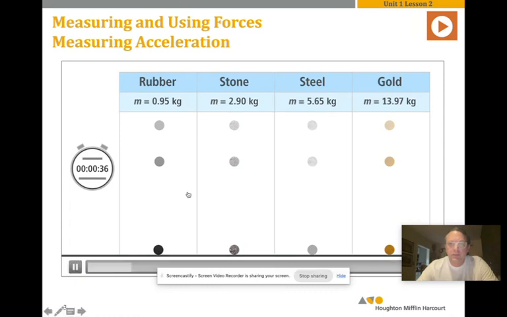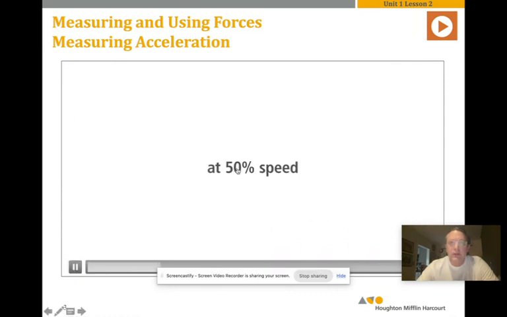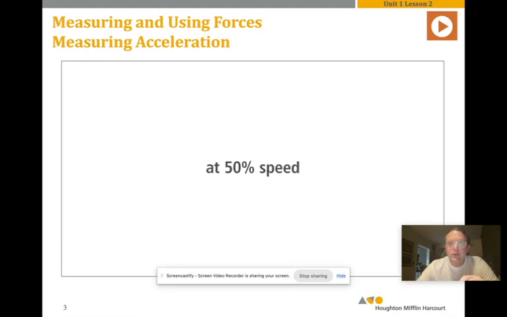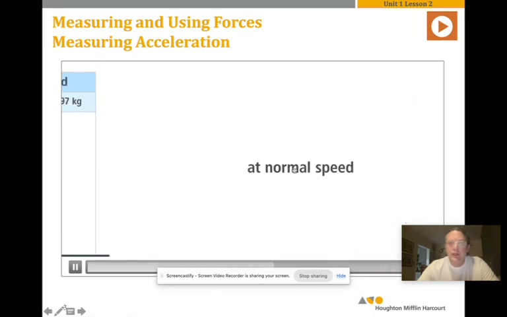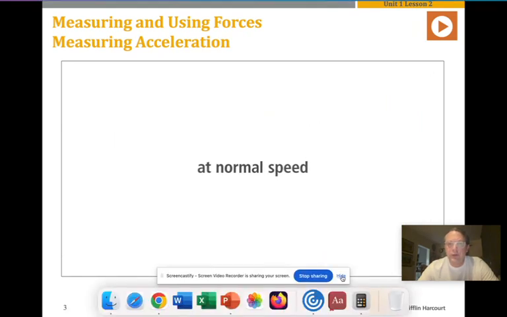The rubber, the stone, the steel, and the gold accelerating as they free fall due to the force of gravity.